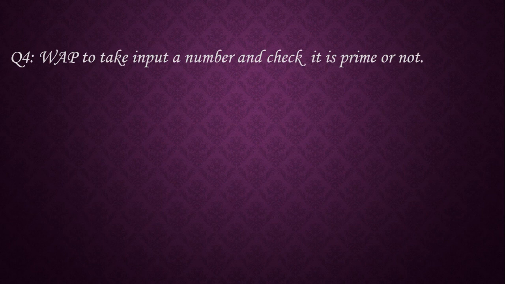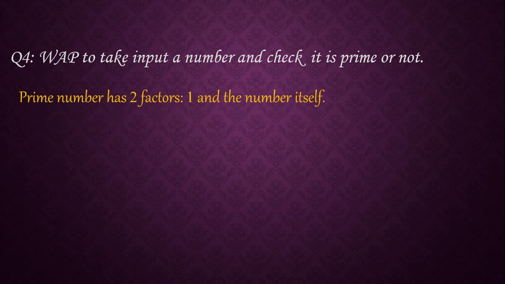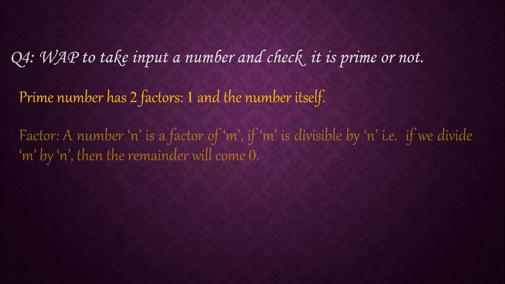So let us take up another program. It is told that we have to take input a number and check if it is prime or not. So what is a prime number? A prime number is basically a number which has only two factors, 1 and the number itself. Now what is a factor?